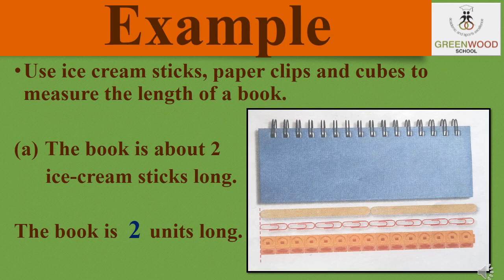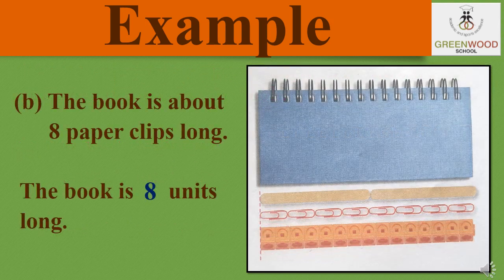Let's see an example. Use ice cream sticks, paper clips and cubes to measure the length of a book. As you can see in the picture, these three non-standard ways of measuring an object are used. How many ice cream sticks can you see? Only 2. So I can say that the book is about 2 ice cream sticks long, or the book is 2 units long. Now the book is measured with paper clips.